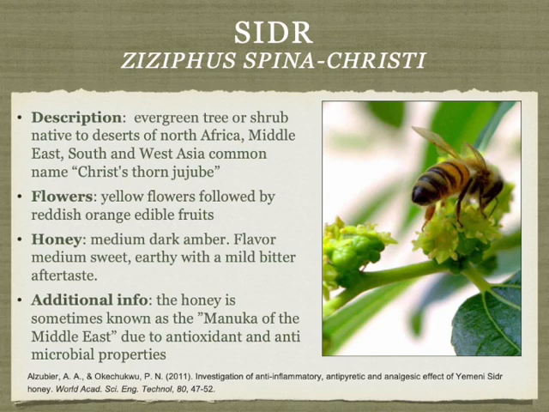It was a medium dark amber honey. The flavor was medium sweet, earthy, with a mild bitter aftertaste. And supposedly, they said this was one of the most luxurious, most rare, most expensive honeys in the world. It's known as the Manuka of the Middle East due to antioxidant and antimicrobial properties.